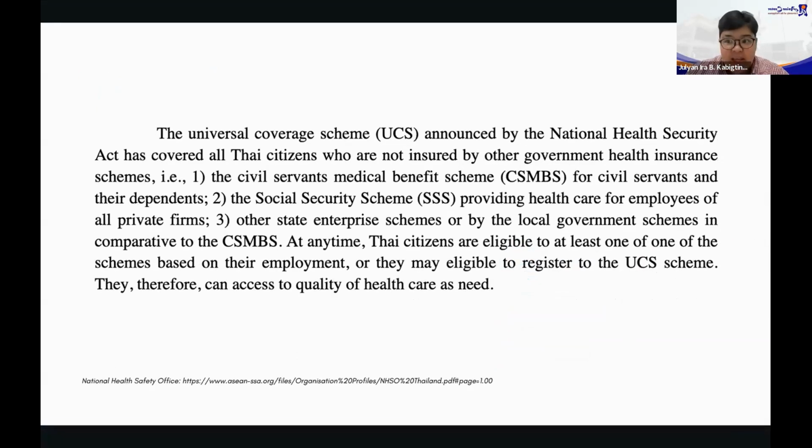Through NHSO, the Universal Health Coverage Scheme, or UCS, was announced. It is divided into three: basically the CSMBS, or the Civil Servants Medical Benefit Scheme, the Social Security Scheme, and other state enterprises schemes, or the local government schemes, in comparison to CSMBS. To make a long story short, through UCS in Thailand, the goal is for every Thai citizen to at least be eligible for one type of scheme in order to be covered by a type of insurance that is by the government.